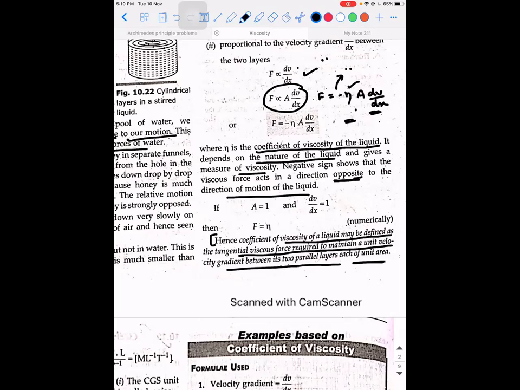Okay, make a note of this definition. Done? One minute. Yeah, right.